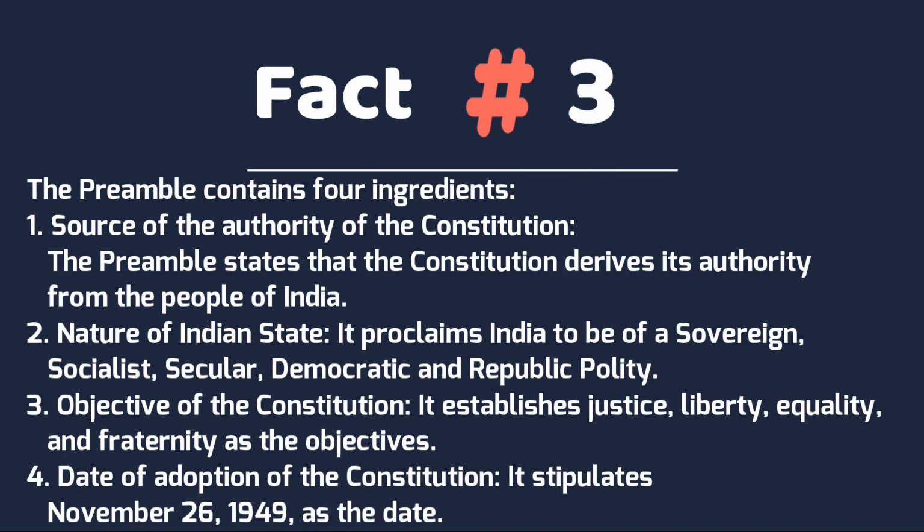Moving onward to fact number 3. The Preamble contains 4 ingredients. First is the source of the authority of the Constitution. The Preamble states that the Constitution derives its authority from the people of India. Second is the nature of the Indian state. It proclaims India to be a sovereign, socialist, secular, democratic and republic polity. Third is the objective of the Constitution. It establishes justice, liberty, equality and fraternity as the objectives. Fourth is the date of adoption of the Constitution. It stipulates November 26, 1949 as the date.